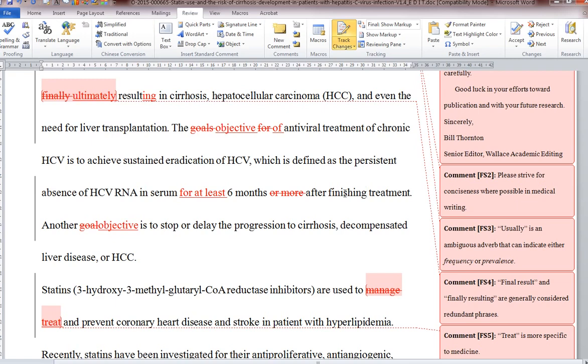After finishing treatment, I don't like this. Okay, which is defined as the persistent absence of HCV RNA in serum for at least 6 months after finishing treatment. Well, what is finishing? It's implied that the medical technician, the physician, the nurse, the healthcare provider, I think in this instance it would be a physician, but after finishing treatment, could even be a patient in some contexts. The point is, what finishing is attributed to is rather unclear. I don't like this. I'm going to get rid of the verb and change it to completion.